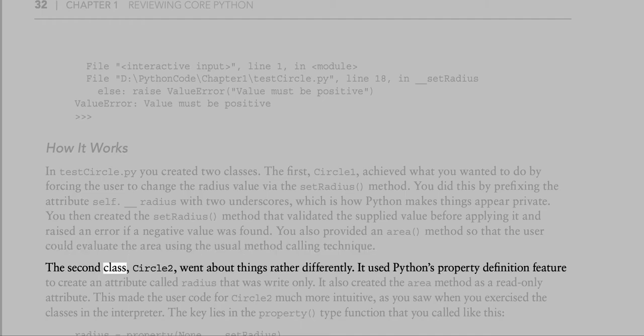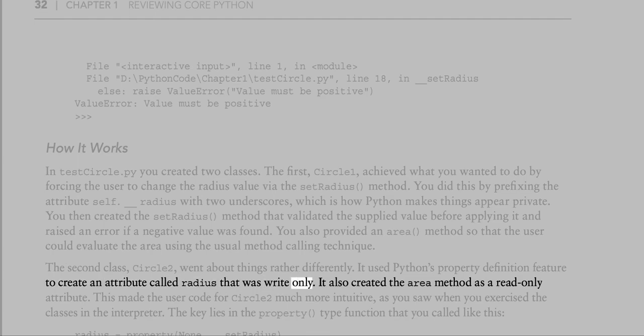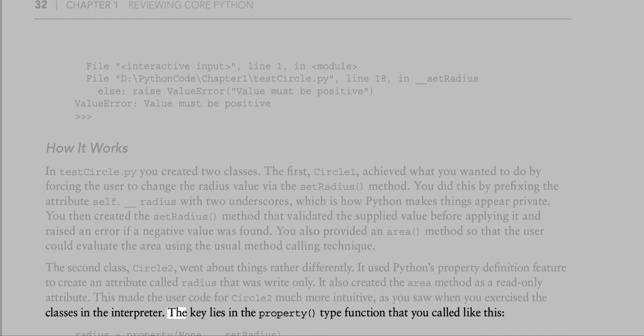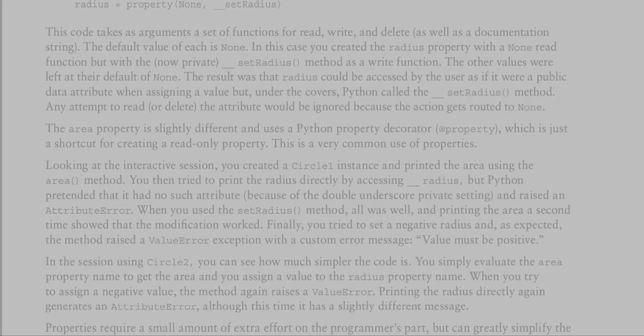The second class, circle2, went about things rather differently. It used Python's property definition feature to create an attribute called radius that was write-only. It also created the area method as a read-only attribute. This made the user code for circle2 much more intuitive, as you saw when you exercised the classes in the interpreter. The key lies in the property type function that you called like this: radius = property(None, __set_radius). This code takes as arguments a set of functions for read, write, and delete, as well as a documentation string.